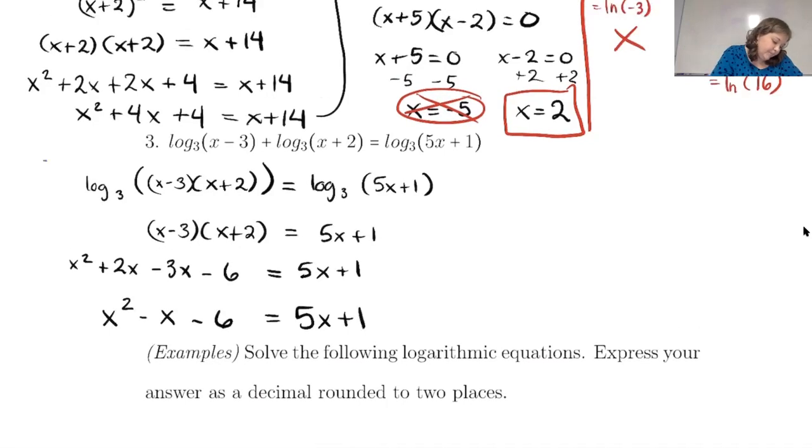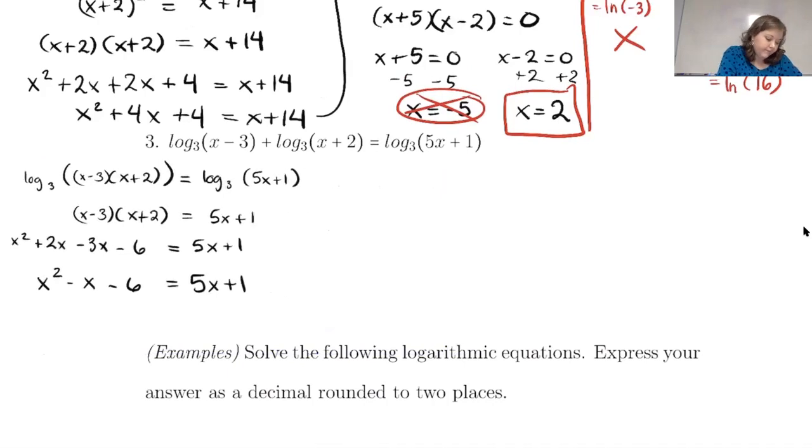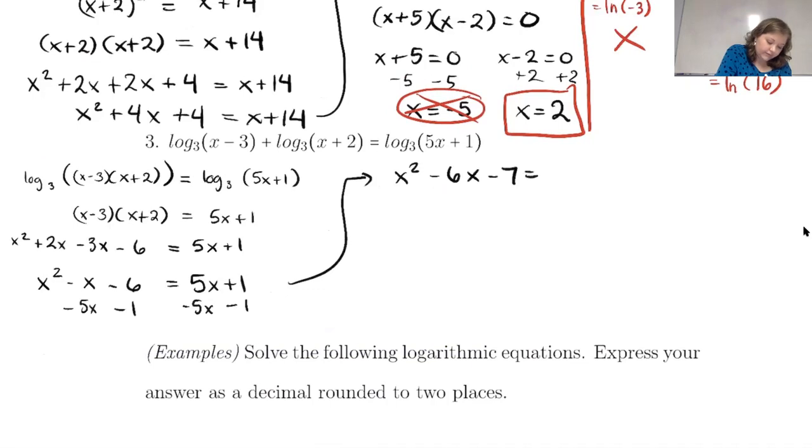Okay. And I will move this over a little bit so we have room. And I'll move everything to one side of the equation. So I'm going to subtract 5x from both sides and subtract 1 from both sides, and end up over here as x squared minus 6x minus 7 equals 0. Okay, so now we can factor this to solve it.